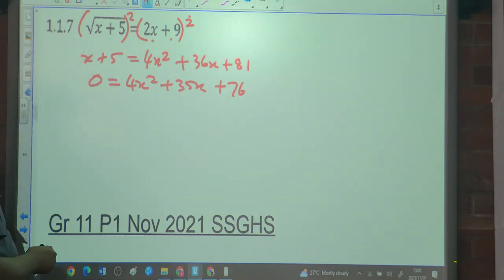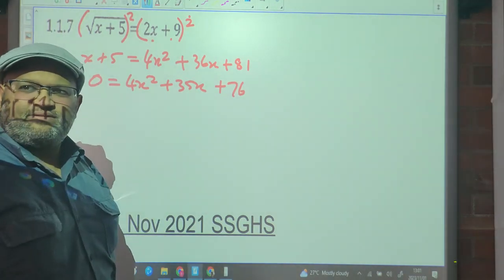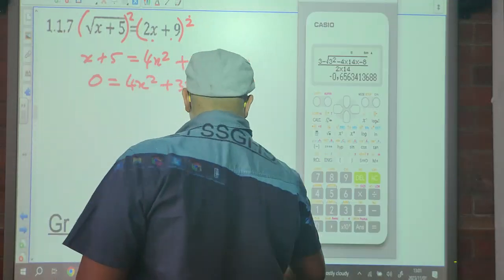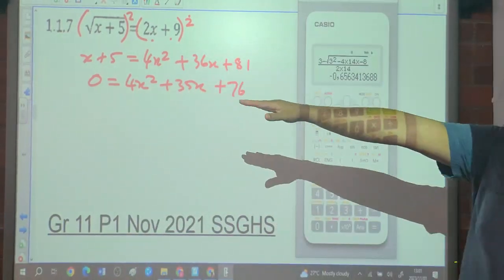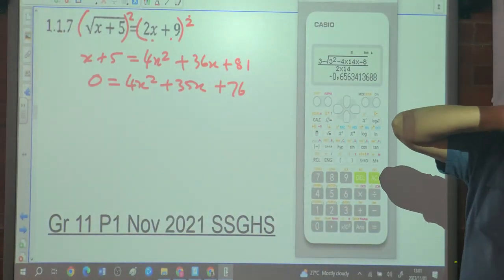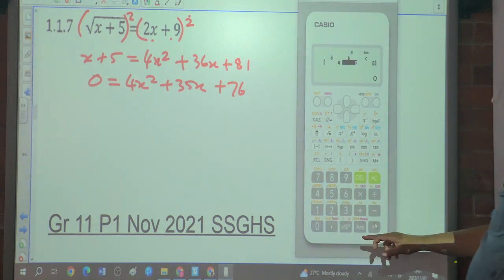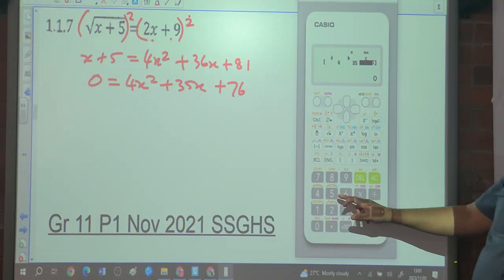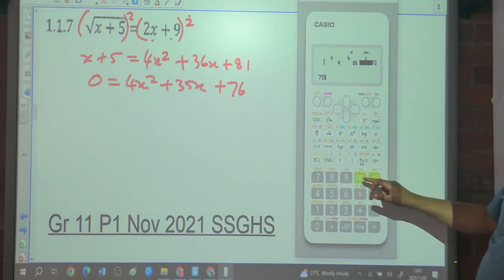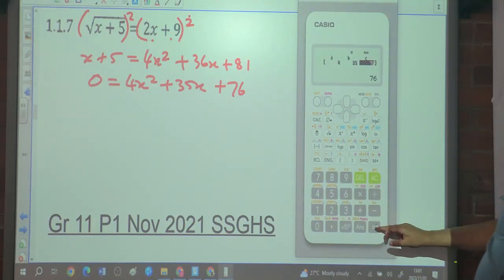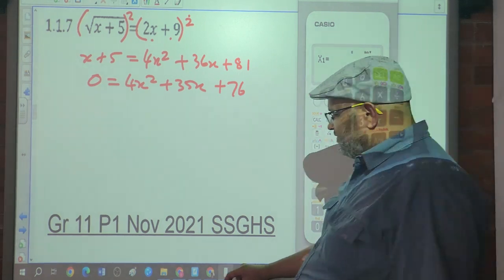Okay. So I can use the quadratic formula again, not so? Or you can go and get a long product line and work it out. Or I'll just use my calculator that I have here. So we've got 4, 35, 76. We get x is equal to negative 4.